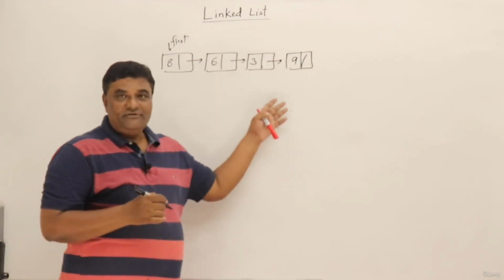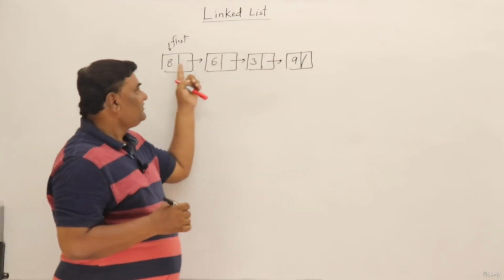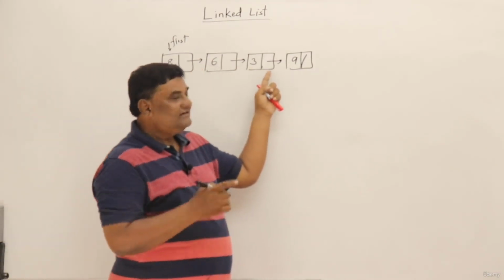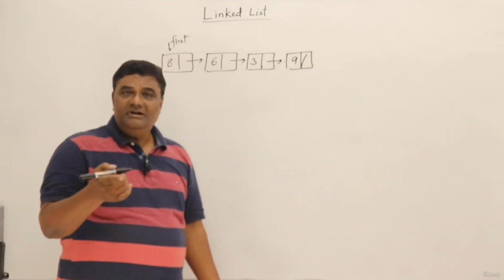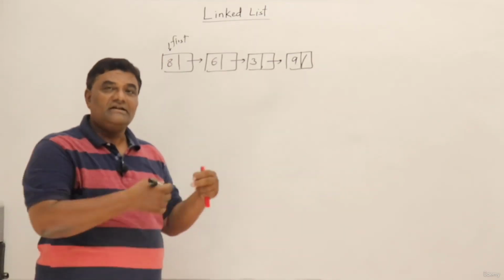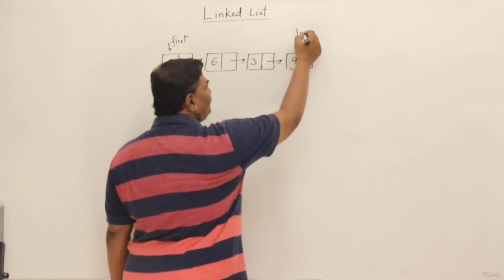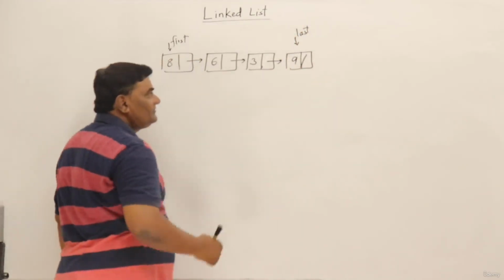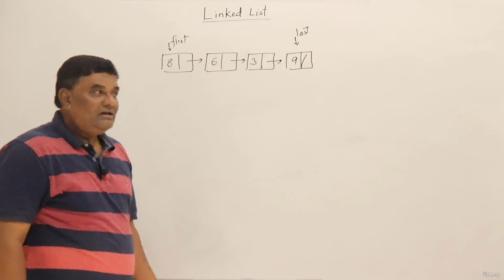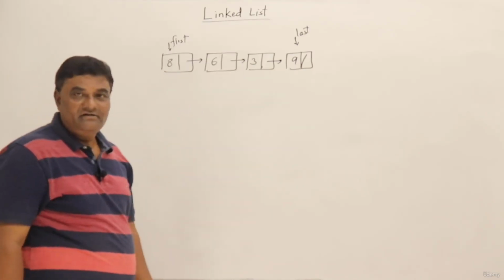So we know very well that for inserting a new node at the last, we should take a pointer and traverse till here, then we can insert a node. But when you are repeatedly inserting at the last only, then one suggestion is we can maintain one pointer called last upon the last node. That will help us in inserting.